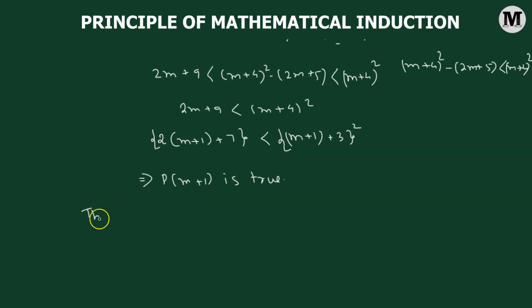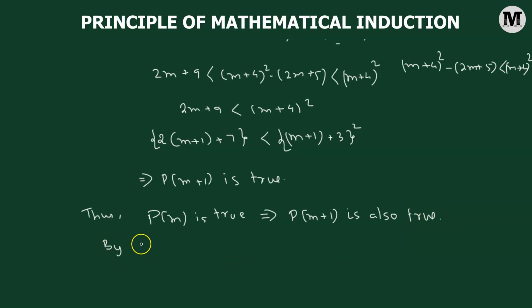Thus, we started out with the assumption that P(m) is a true statement, and with the help of this statement we are able to show that P(m+1) is also true. Hence, by the principle of mathematical induction, the original statement P(n) is always going to be true.